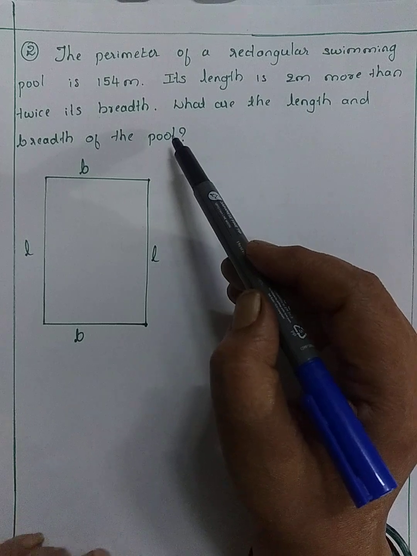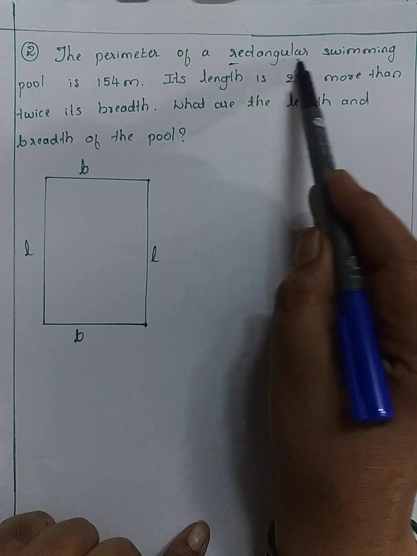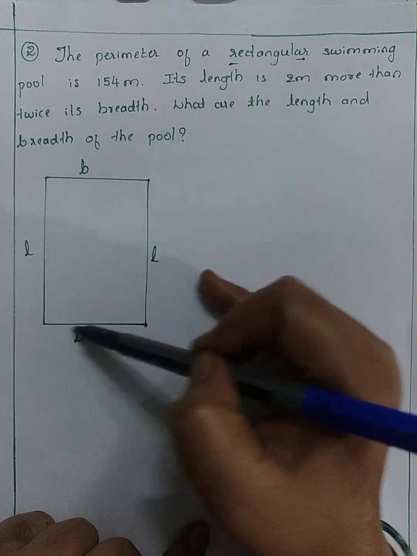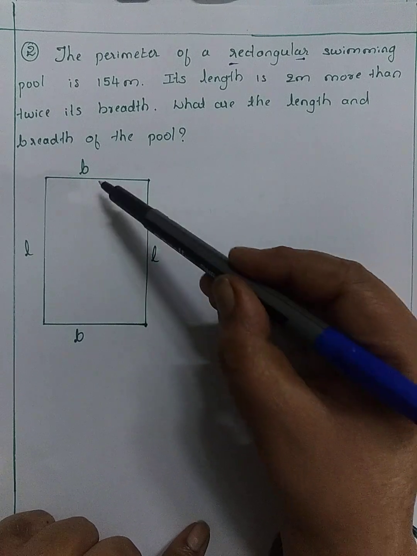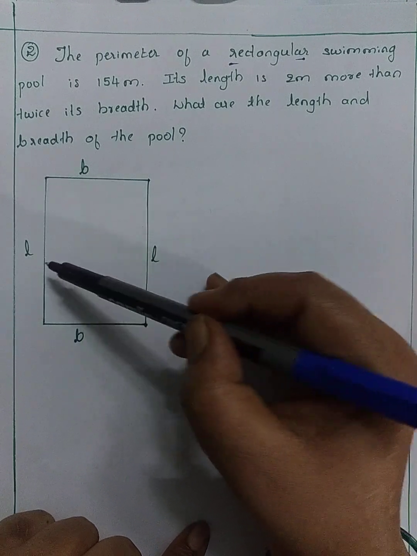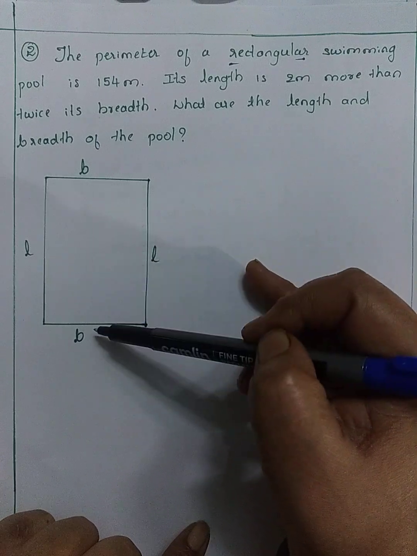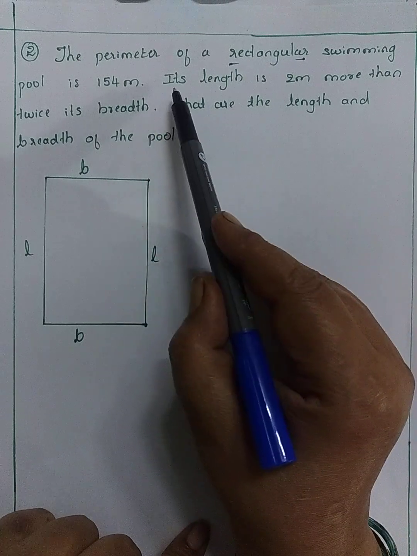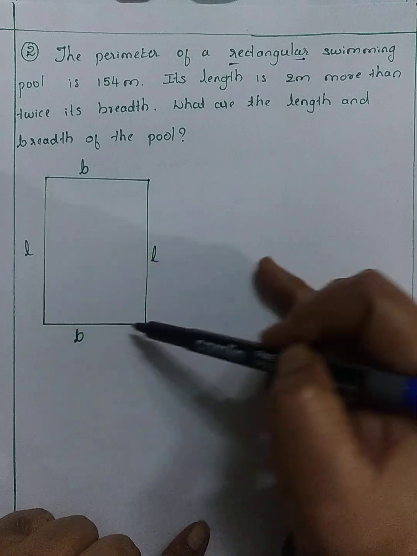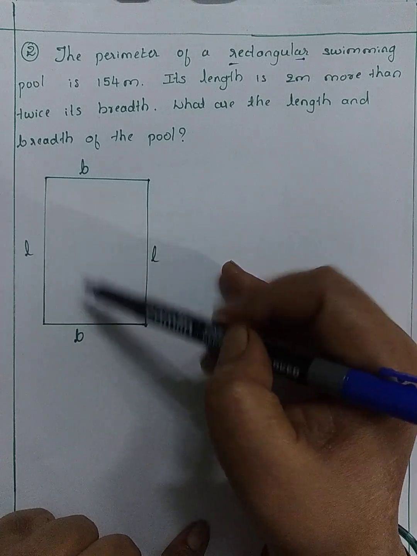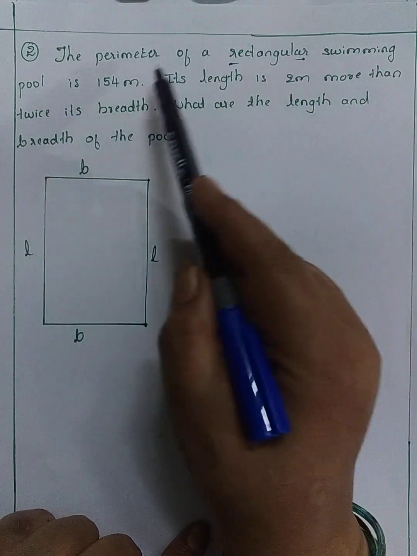So the question means there is a swimming pool. The shape of the swimming pool is rectangular. Rectangle means opposite sides are equal, and one side, the length, is more and the breadth is shorter. So what does perimeter mean? The sum of all the four sides. 2 lengths and 2 breadths is equal to 154 meters. So this is the first part of the question.